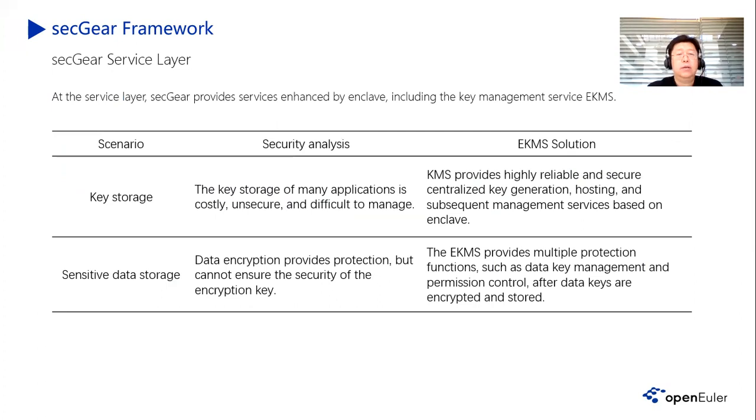And for the service layer, SecGear provides a key management service called eKMS. It uses the enclave as the encryption device. All the key generation and encryption and decryption operations are inside the enclave to protect the security of the keys and also the process of encryption and decryption. So using the SecGear eKMS is more secure than the common KMS service.